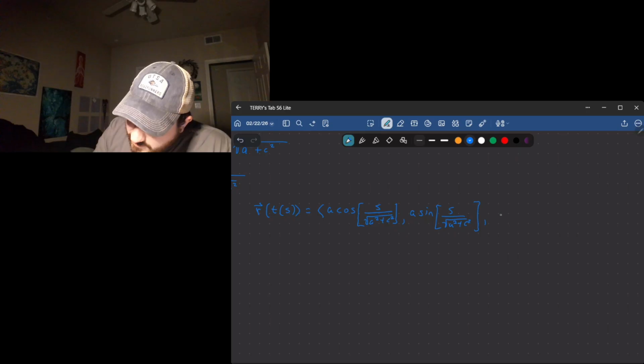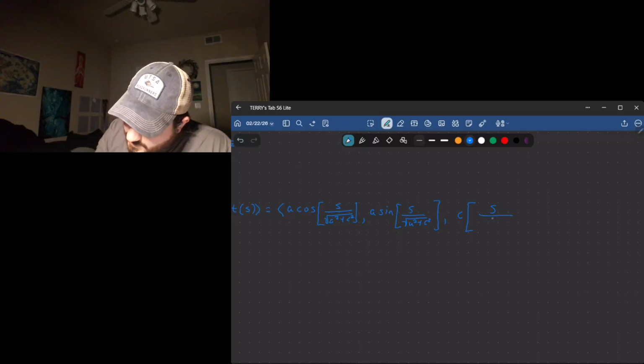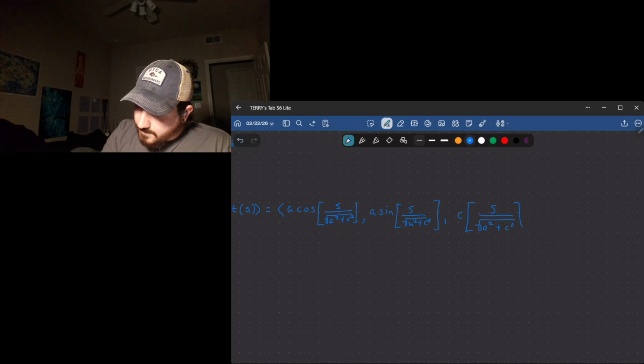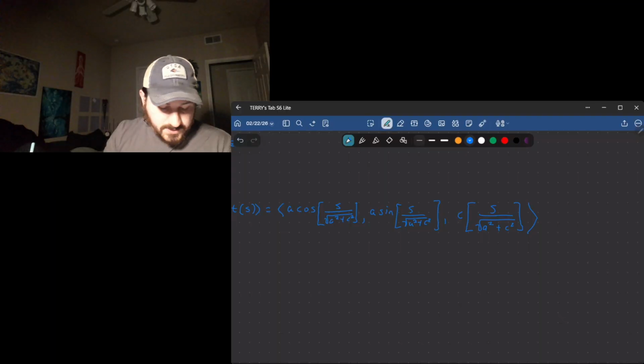Okay, and then our last one, we have c times the same thing: s over the square root of a squared plus c squared. And then make sure to finish your vector notation.